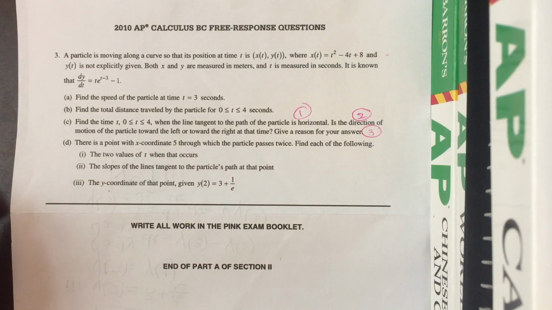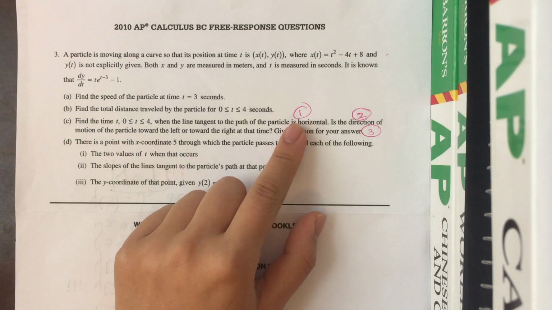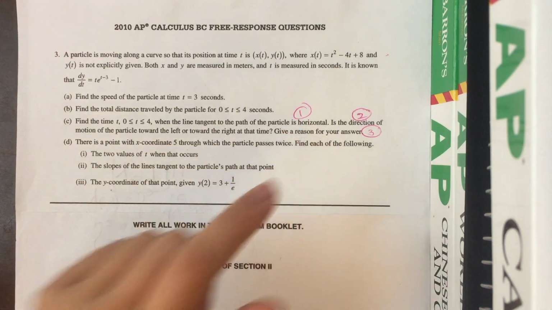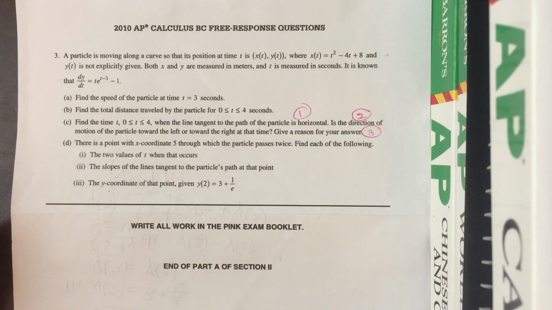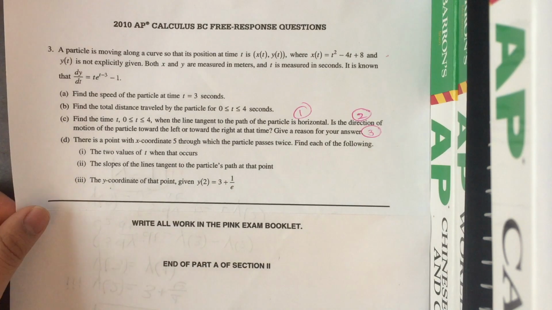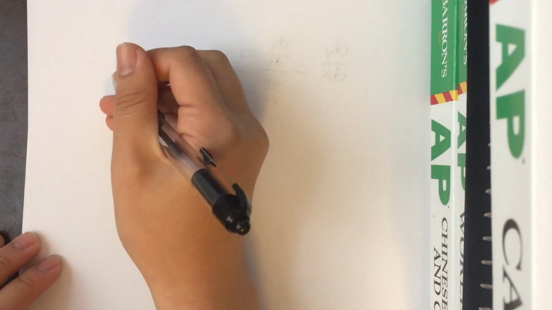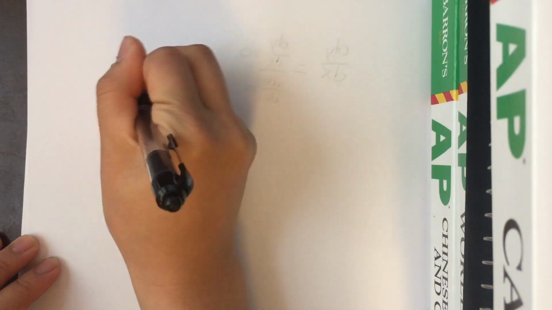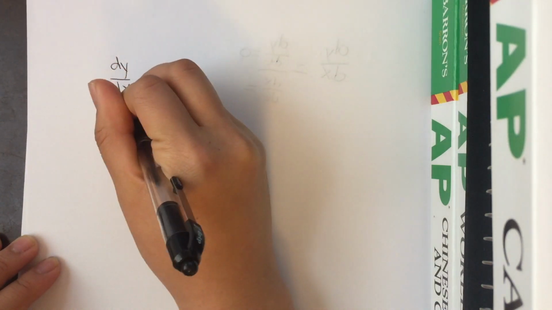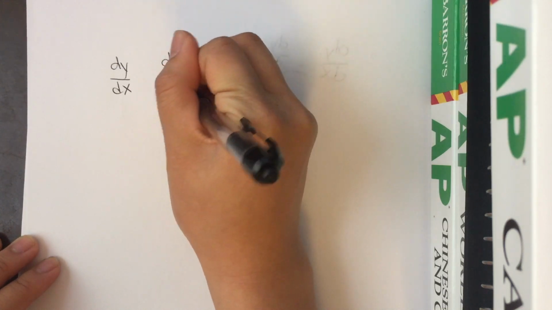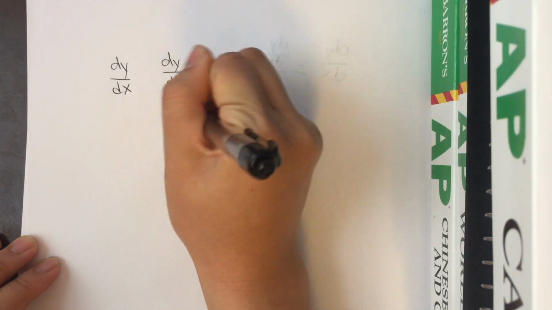In part C of number 3, we are asked to find the time t between 0 and 4 when the line tangent to the path of the particle is horizontal, if the direction of the motion of the particle is to the left or to the right at the time, and give a reason for the answer. And number 3 is pretty unique because we need to combine our knowledge of AB tangent lines with knowledge of BC parametric functions. And from AB we know that the slope of a tangent line is dy over dx. But we also have to consider time, so it's actually dy over dt divided by dx over dt.